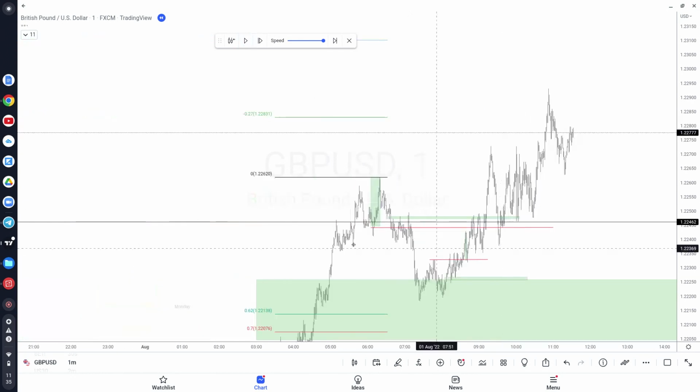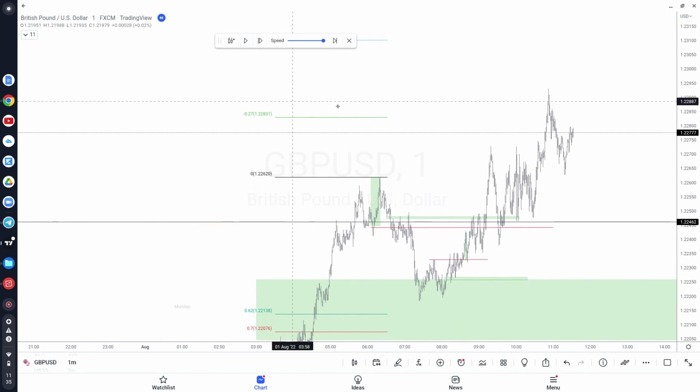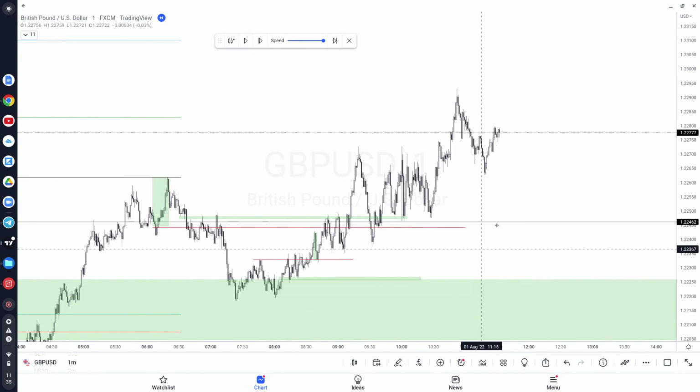So we have accumulation, manipulation. Here's the range expansion, and then distribution once we reach the liquidity pool that price was seeking.